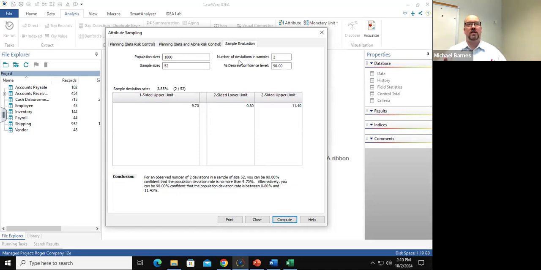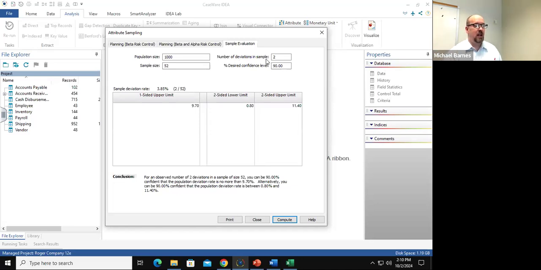What can we tolerate as far as deviation rate? We can tolerate as much as 7.5%. So if we can only tolerate 7.5%, but our expected population deviation rate can be as high as 9.7%, that's too much. It's too high. Therefore, we have to reject this.